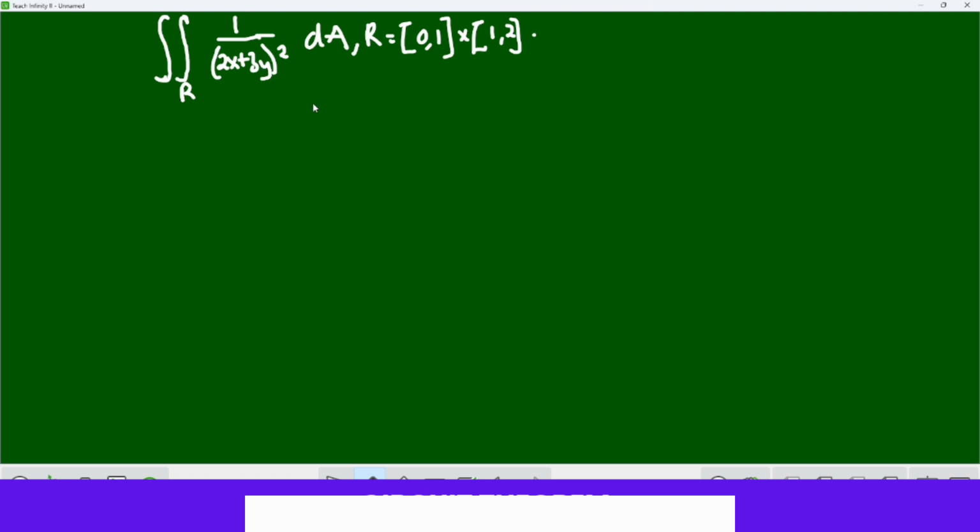We are going to continue with our integration. That's our double integration, and today this is the problem we are going to solve.